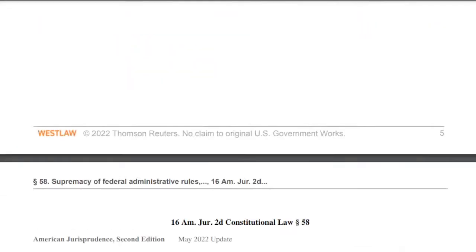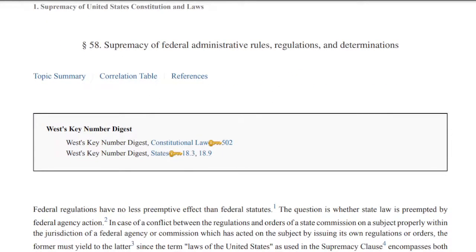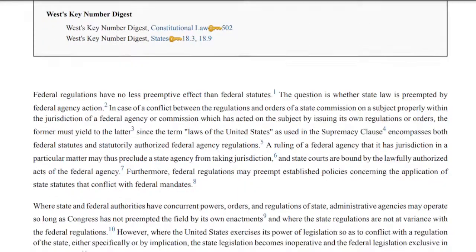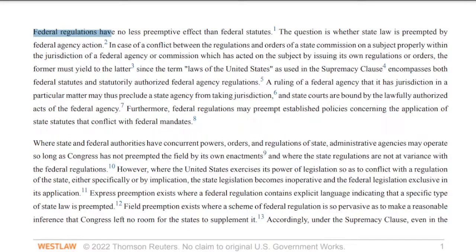All right, and we're getting down to the next section here: the supremacy of federal administrative rules, regulations, and determinations. So let's get through this one here. This isn't too bad, I don't think. All right. Federal regulations have no less preemptive effect than federal statutes.